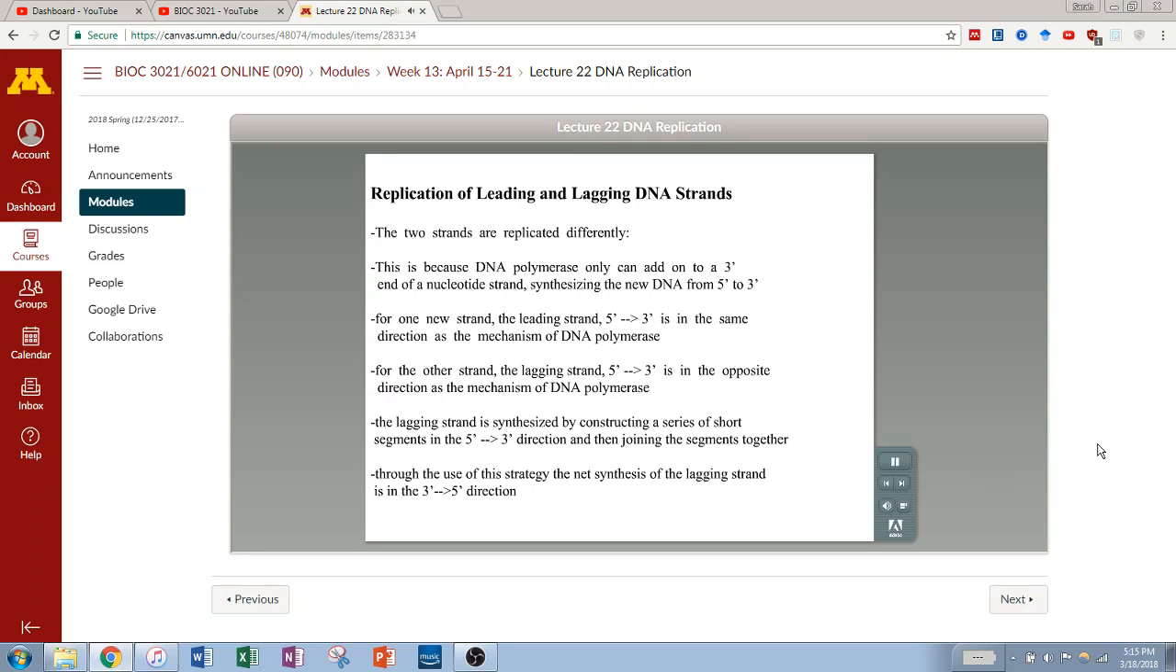Further studies of DNA replication have revealed that the two strands are replicated differently. It's been confirmed that the DNA polymerase can add on to a 3' end of a nucleotide strand, synthesizing the new DNA from the 5' to the 3' end. The leading strand of DNA is synthesized in the 5' to 3' direction, which is the same direction as the mechanism of DNA polymerase. The lagging strand is synthesized by constructing a series of short segments in the 5' to 3' direction and then joining those segments together. Through the use of this strategy, the net flow of the synthesis of the lagging strand is in the 3' to 5' direction.